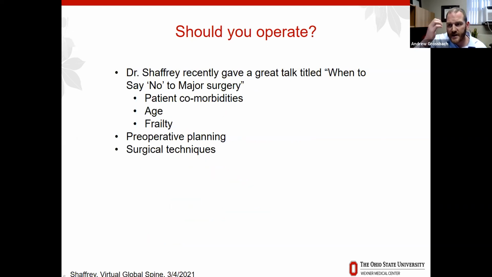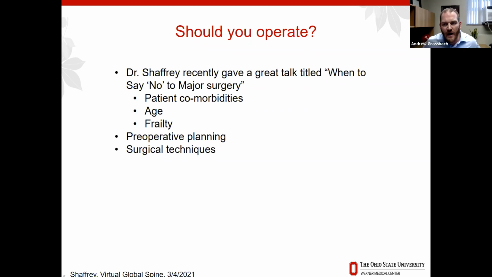So the first question to answer is, should you offer this patient surgery? I think Dr. Schaffer gave a good talk here recently on your platform, when to say no to major spine surgery. So saying no is important to know when to do. That relies on patient comorbidities, their age, their frailty. Are they going to tolerate this surgery that you're proposing?